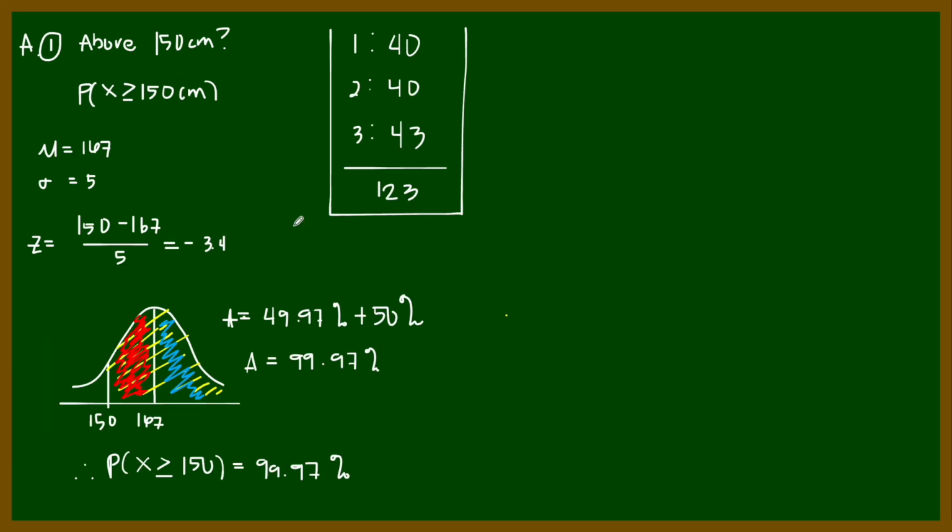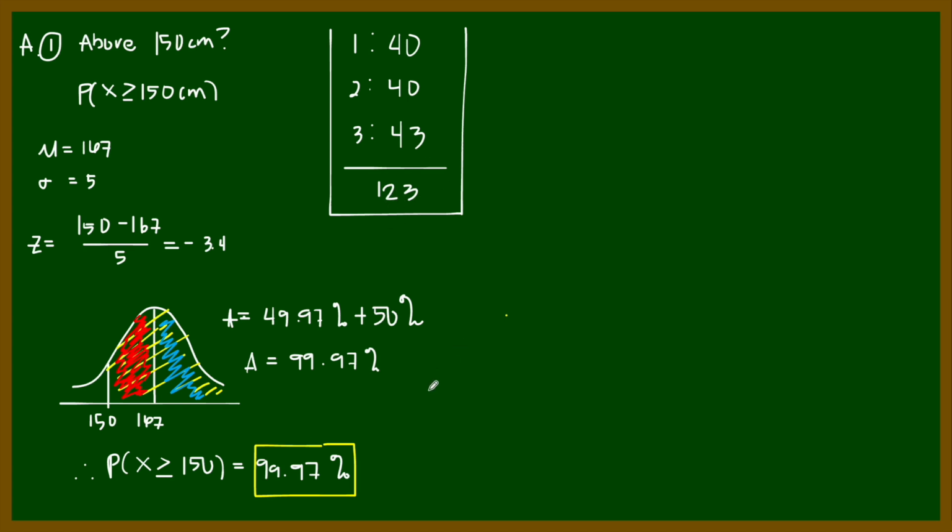Now, how many students whose height is above 150 centimeters? So, let's say on our given problem, we have 3 sections. On the first section, we have 40 students, as well as on the second section. Then, lastly, we have 43 students. Overall, 123 students under grade 11. Now, to determine how many students whose height are above 150 centimeters, all you have to do is to multiply this answer to the total number of students, which is 123.